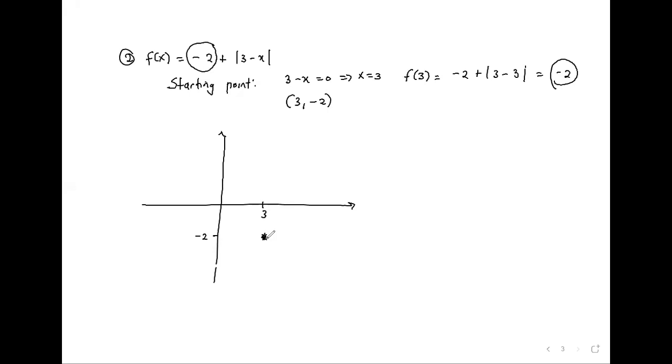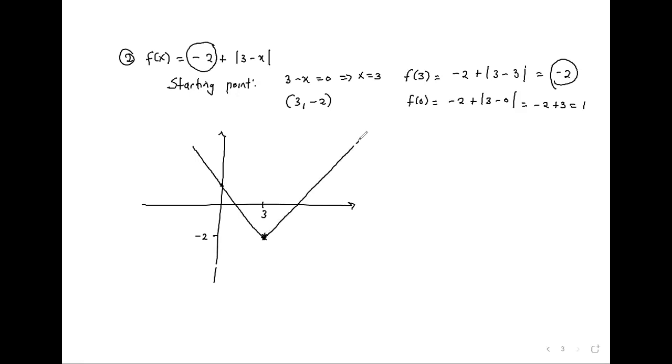Then you substitute 0 in the function. So we get f of 0. This will be -2 plus 3 minus 0, which is -2 plus 3, which is equal to 1. So we have 0, 1. Then we know that this graph is going to be a graph of this nature. Then it will go up the other side.